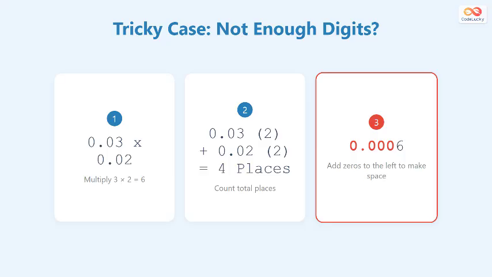Sometimes you might run out of digits. Consider 0.03 times 0.02. 3 times 2 is 6, but we have a total of 4 decimal places to count. We need to move the point 4 times to the left starting from 6. This means we must add 3 zeros in front of the 6 to make space. The result is 0.0006.